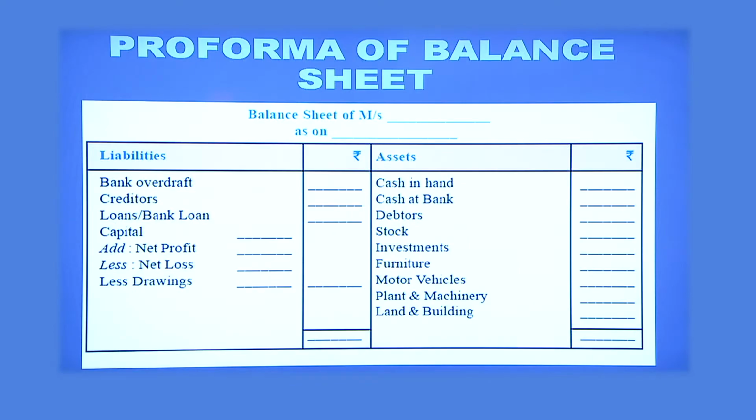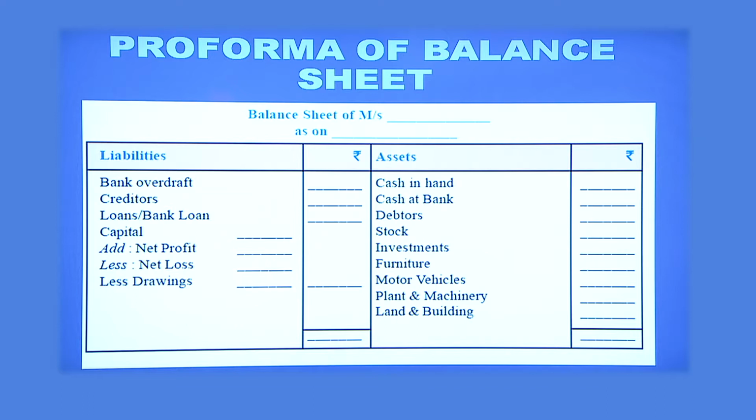Balance sheet is divided into two parts. Here is the format. Under liabilities, you can include bank overdraft, creditors, loan, capital. The amount that is given in the question will be written in the inner column. Then along with that, you have to add the net profit, and if there is a net loss you have to deduct the net loss, and if drawings is given you have to deduct the drawings, and the remaining amount only will come in the outer column.